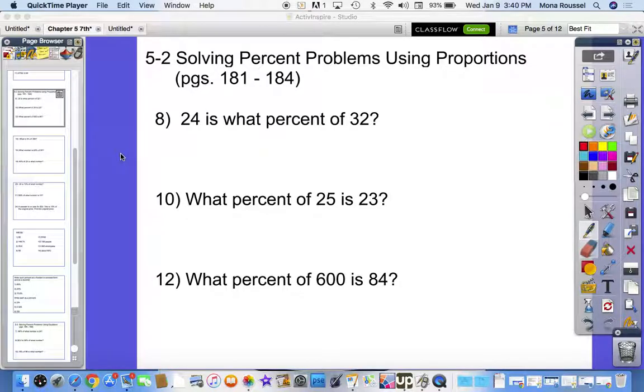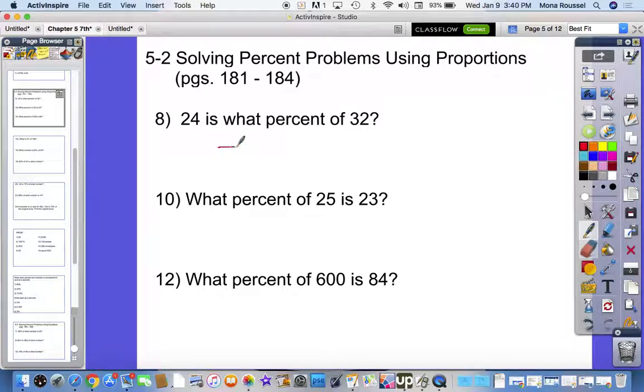In this lesson, we're going to use proportions to help us solve percent problems. As discussed in class, we are going to set up a proportion by putting two equal ratios, cross-multiplying, and then solving the equation. So we have to make sure our proportion is set up correctly.